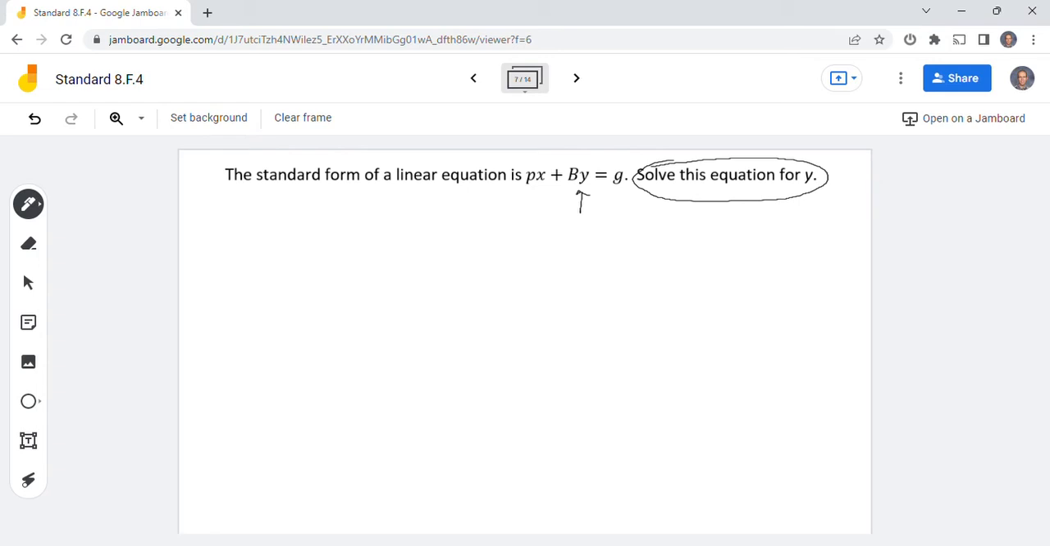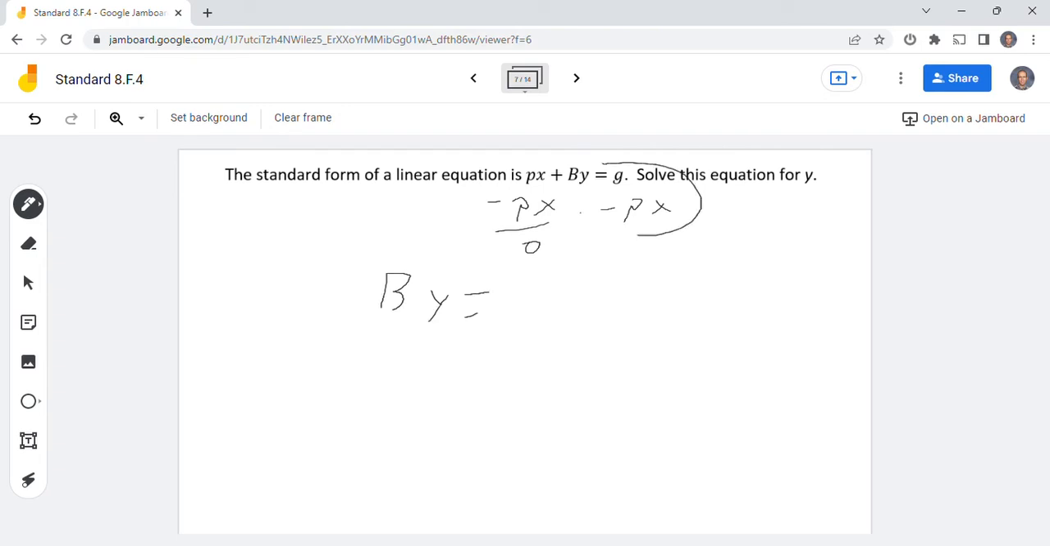So we're going to get rid of the terms that do not have the y first. That would be the px. We're going to get rid of that one from the left-hand side by subtracting px. Any number subtracted by that same number ends up being 0, so that is gone from that side. So we'll subtract px over on the other side. That leaves us with by on the left-hand side.